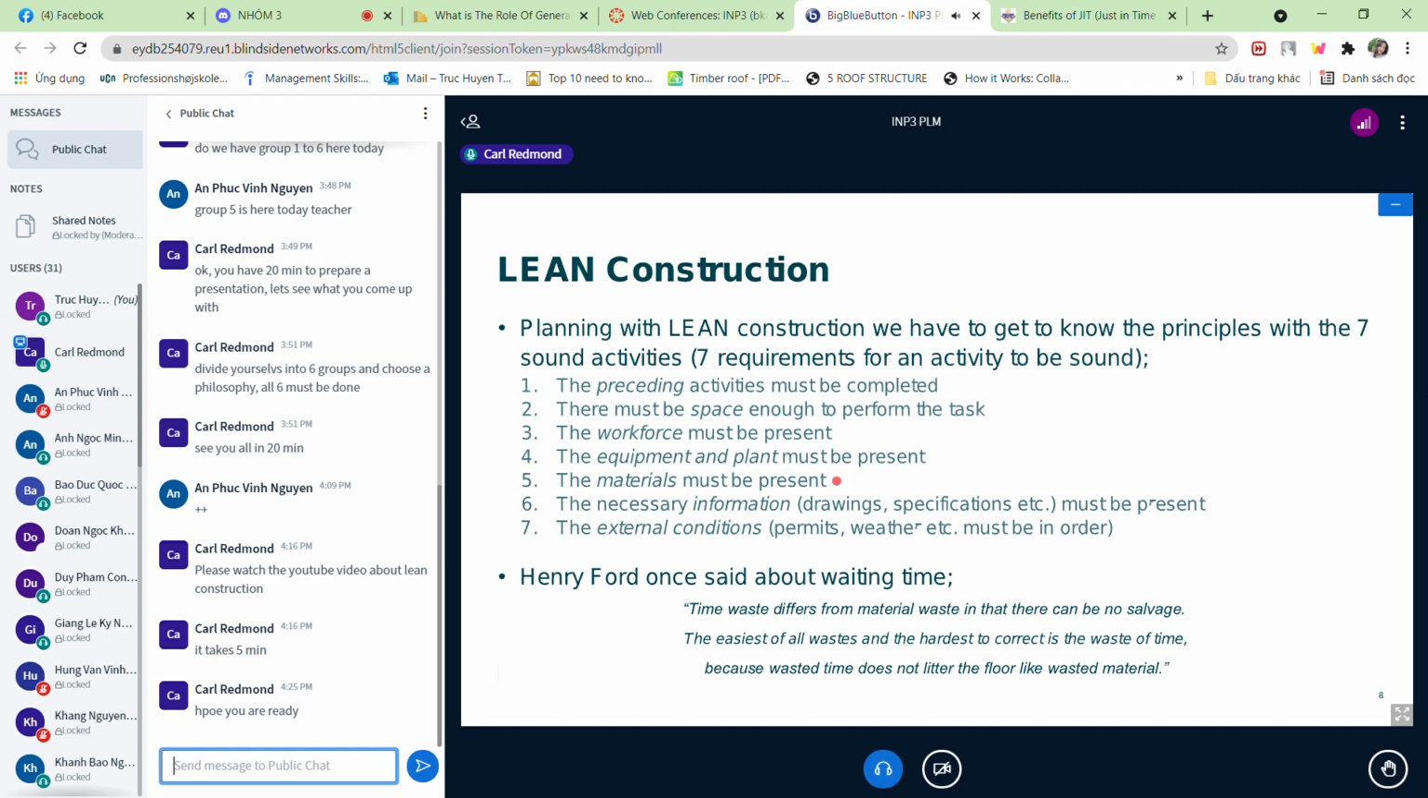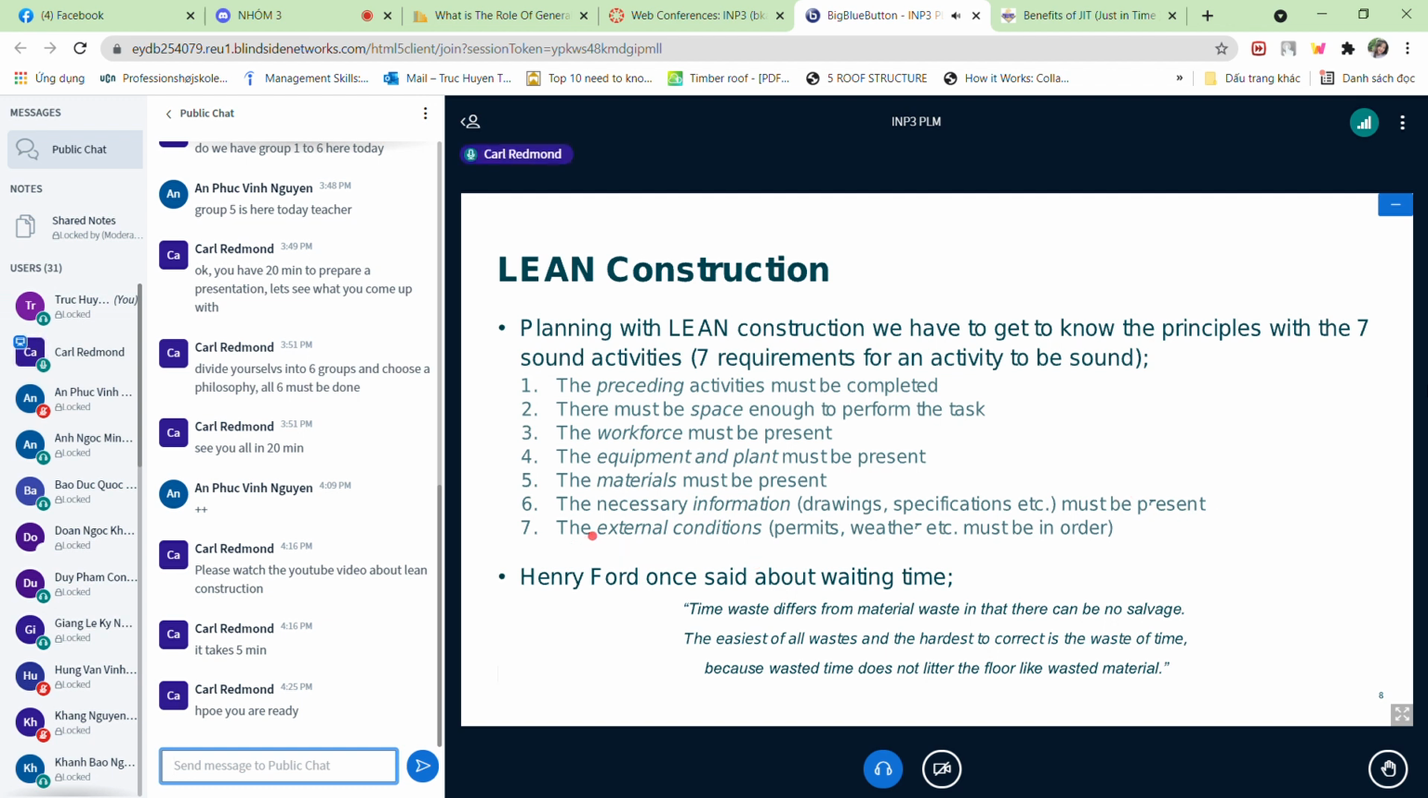And of course, the materials we're actually going to implement into our module or whatever we're actually making, it's also very important that they're present. And then also number 6, the necessary information. Do the workers need any drawings, any specifications or whatever? They also have to be present so the workers actually know what they're going to do.